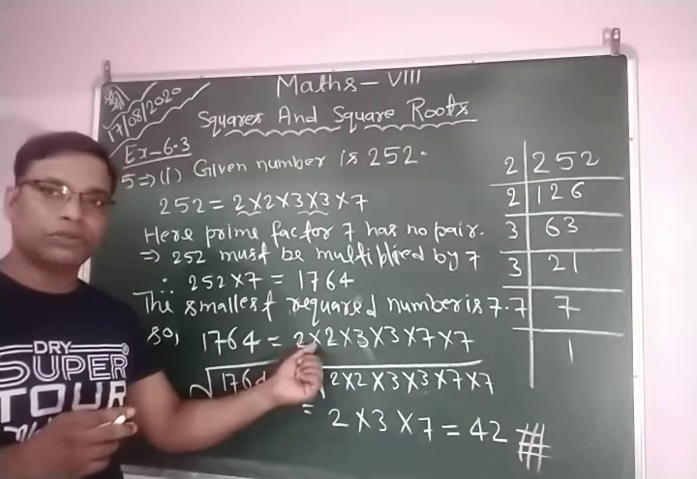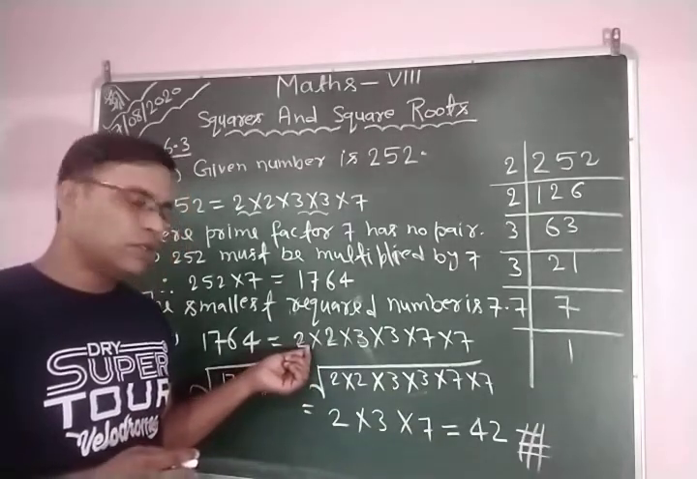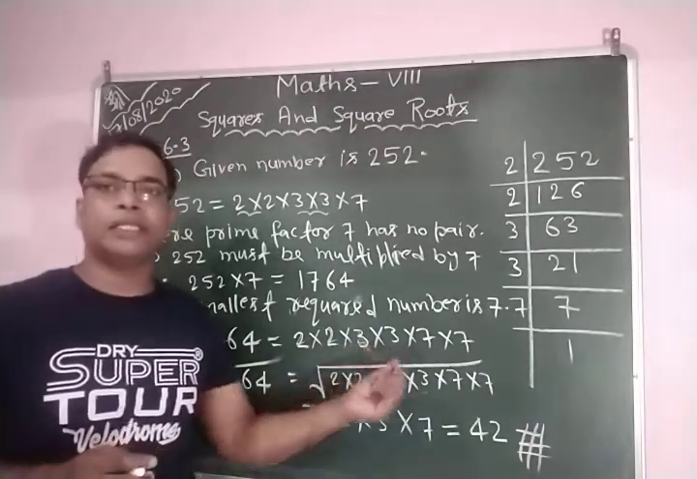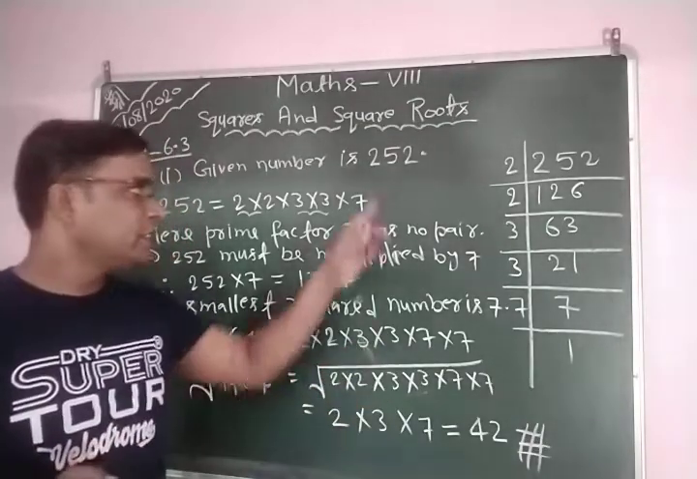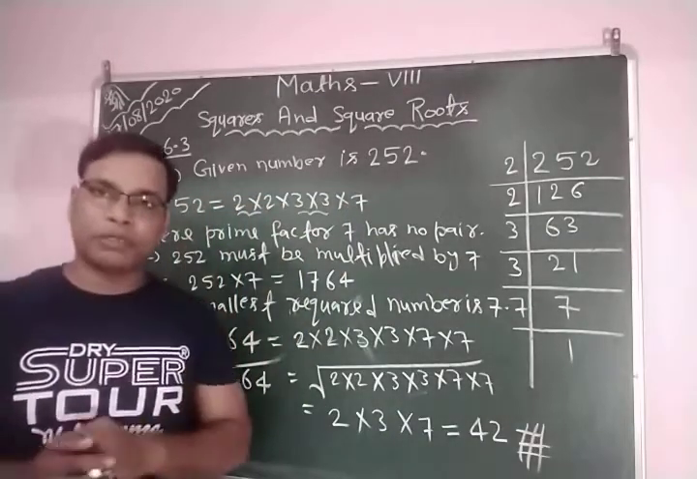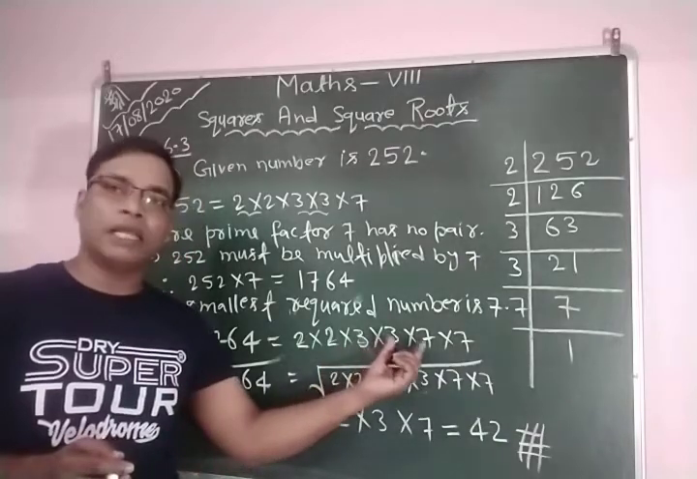It becomes 2 into 2, 3 into 3, 7 into 7. So here you can see 2 has a pair, 3 has a pair, and 7 also has a pair. But here 7 does not have a pair. So 252 is not a perfect square. But here each prime number, you can see, has pairs.